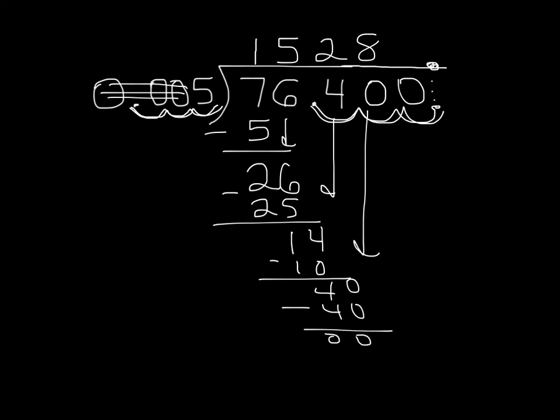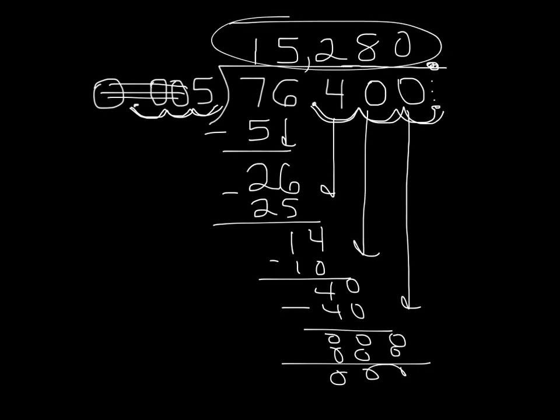I gotta bring down all the digits, so I bring down a 0. 0 divided by 5 is 0. 0 times 5 is 0. 0 minus 0 is 0. And there's my answer, 15,280.